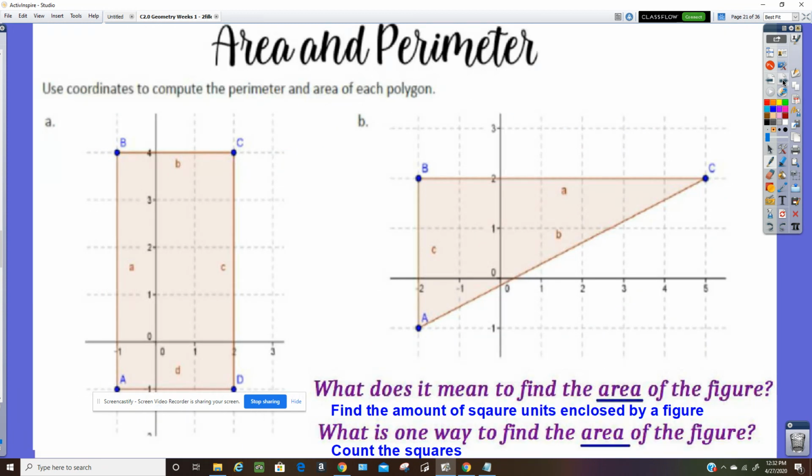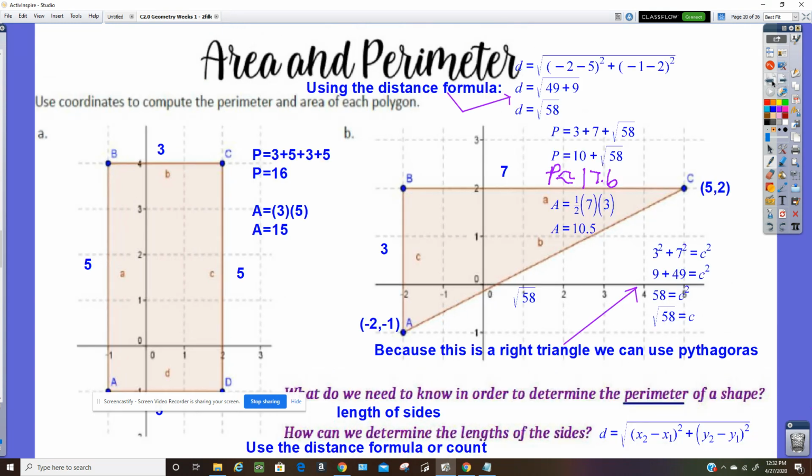So this second slide says, what does it mean to find the area? You find the amount of square units enclosed by a figure if you want to find the area. And one way to find the area is to count the squares. Well, you'll notice that these are the same two things here. It's easy enough to count the squares here. 1, 2, 3, 4, 5, 6, 7, 8, 9, 10, 11, 12, 13, 14, 15. But over here, you can count the full squares and try to get an estimate of the perimeter.